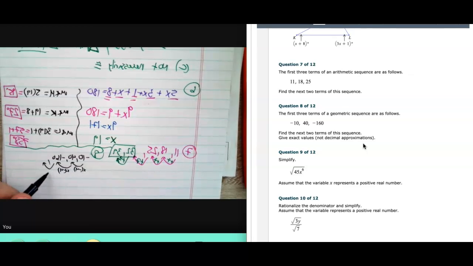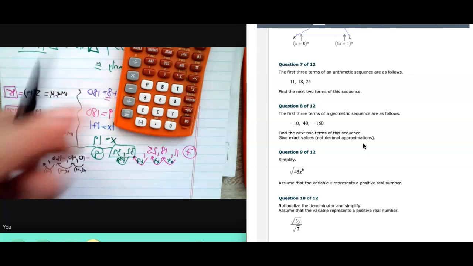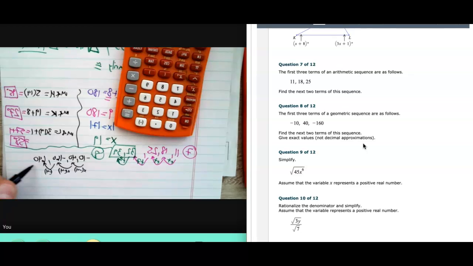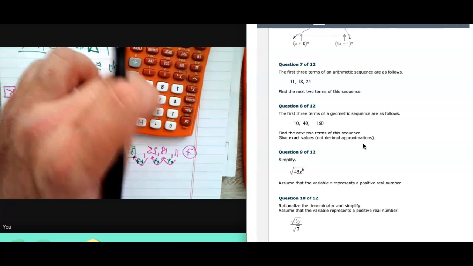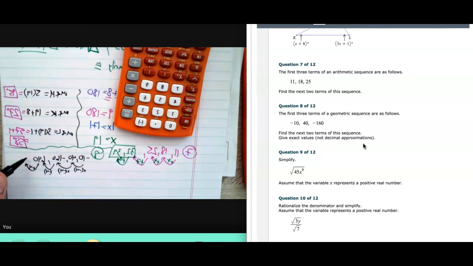So negative 160 times negative 4, I want to use a calculator for that. 160 times 4, and it was a negative number times a negative number, so it'll come out positive. But then 640 times negative 4, that will definitely be a negative number, negative 2,560. Those are the next two terms in that geometric sequence. Again, you could either mental math figure out what's going on, or you can divide in reverse order.